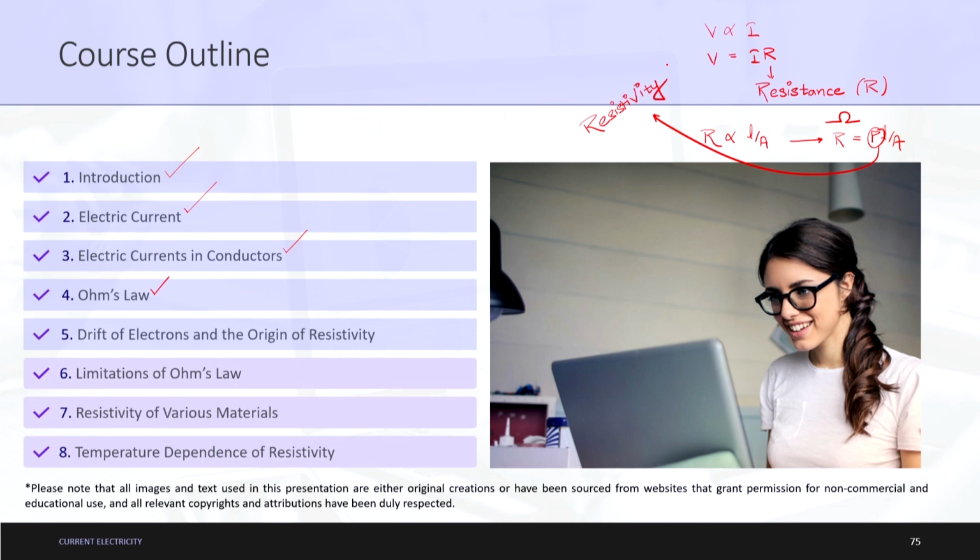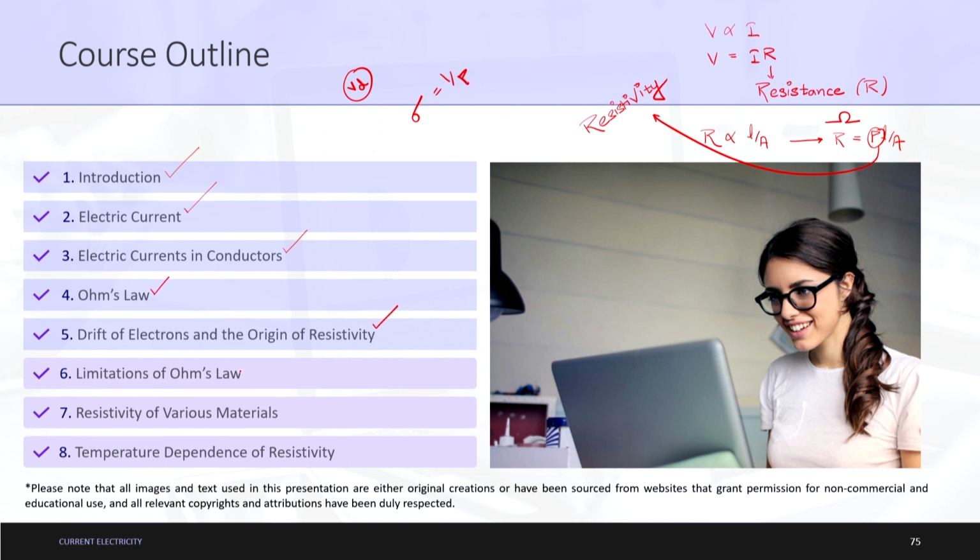So this has also been explained. In the fifth concept, drift of electrons and the origin of resistivity, I explained the concept of small vd, and finally, using different concepts such as J, capital Vd, tau, etc., we found the value of conductivity, which is equal to 1 by resistivity. Hence the origin of resistivity was explained.